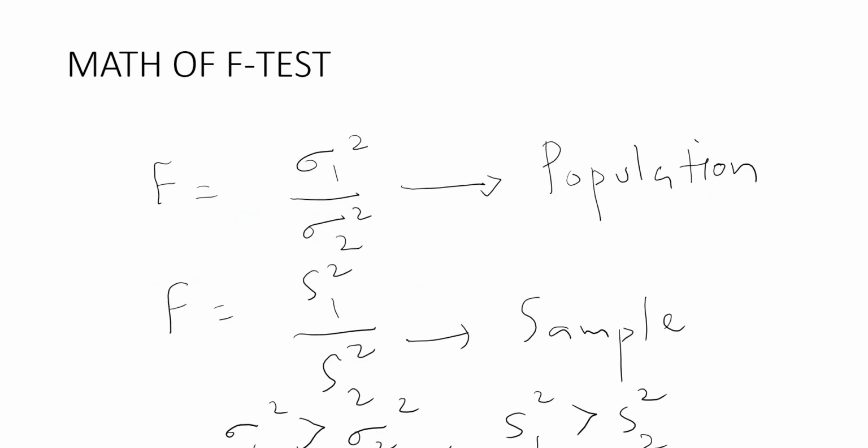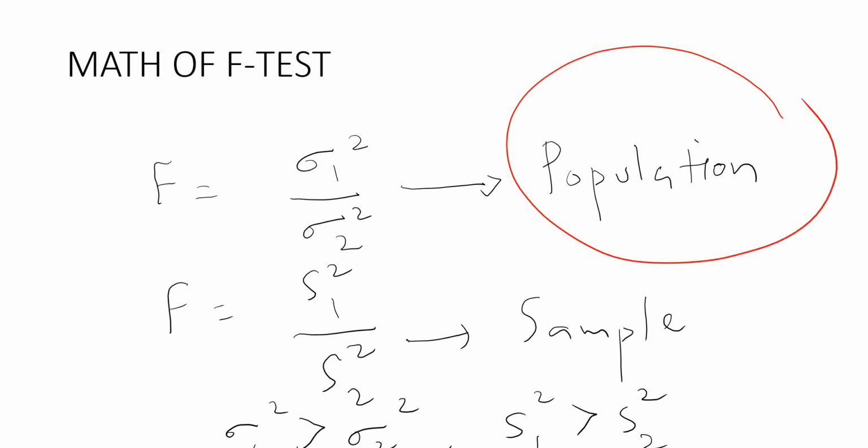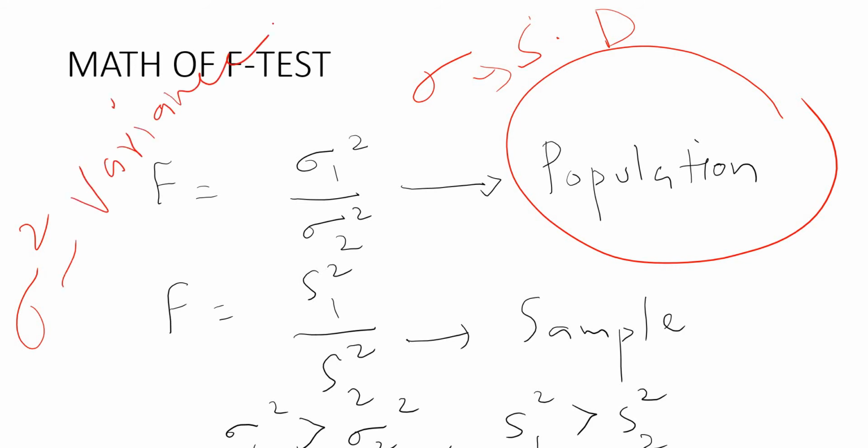Fine. This is the math of F test. This is for population: sigma 1 square by sigma 2 square. You know sigma is the standard deviation. What is sigma square? Variance. The square of the standard deviation is variance. Sigma square is variance. This is the equation for population.